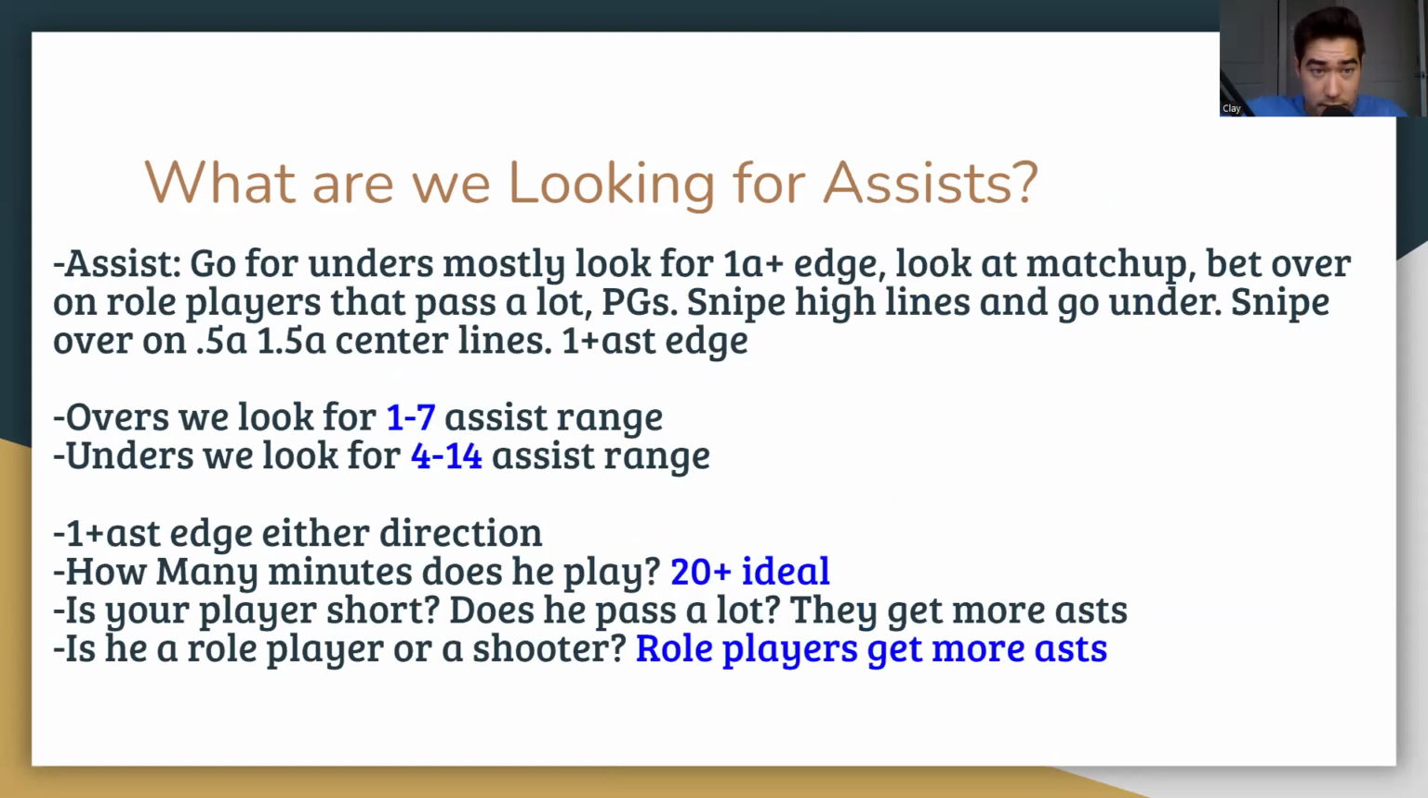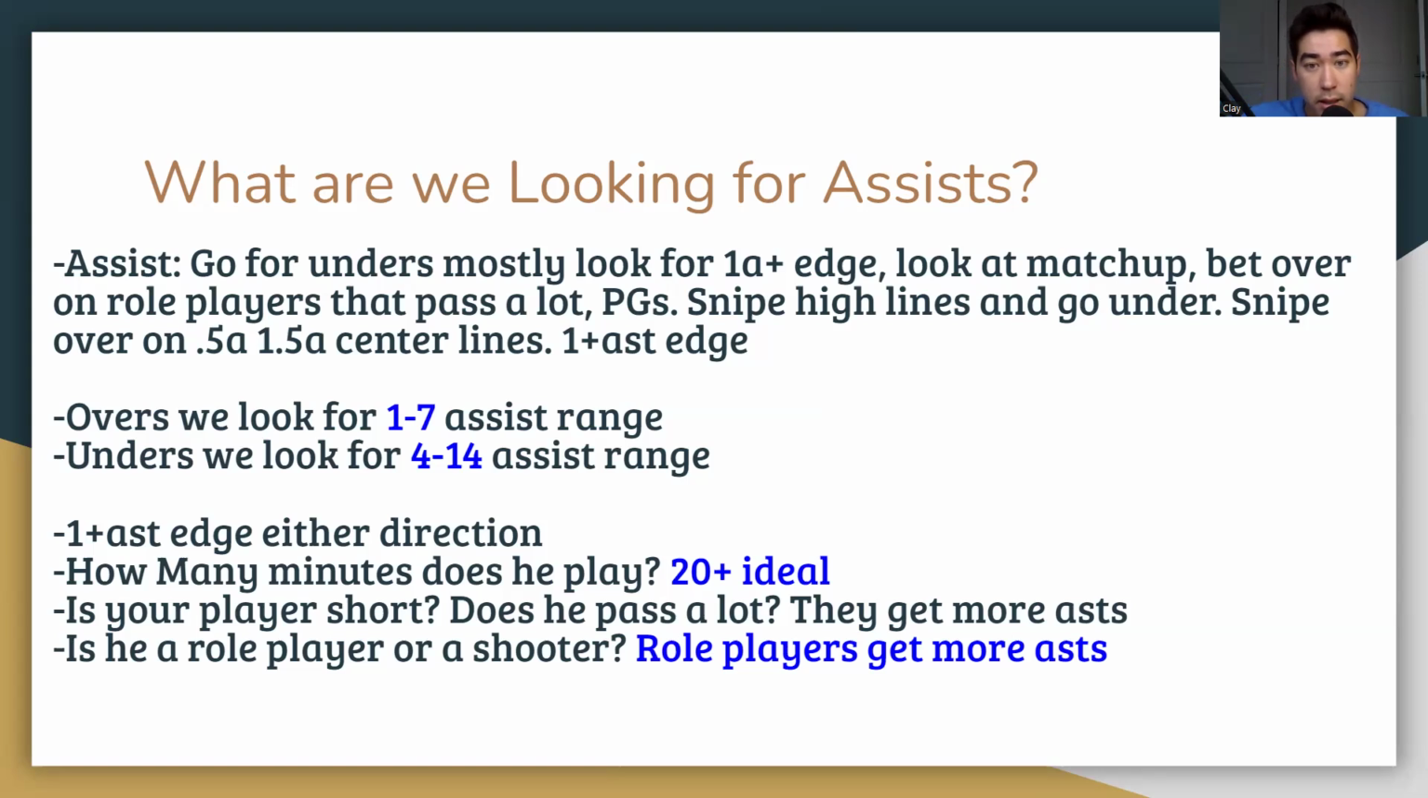Assists. With assists, we're going for unders mostly. So we're looking for a 1+ assist edge. We're looking at the matchup, betting over on role players that pass a lot, like point guards or bench point guards. People that are dribbling the ball up the court are the types of people we're gonna go over on. Or we're gonna snipe the 0.5 assist lines or the 1.5 assist lines on the centers. Just go over on those ones. Once again, we do need a 1+ assist edge, so make sure we have the edge. Otherwise, we shouldn't be betting on it.